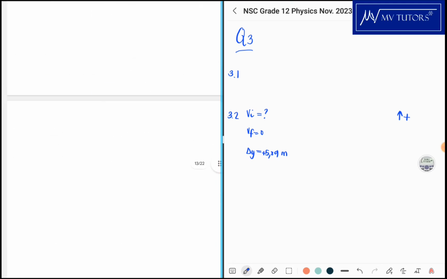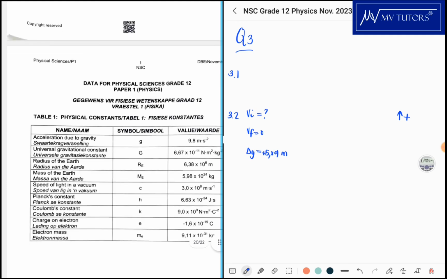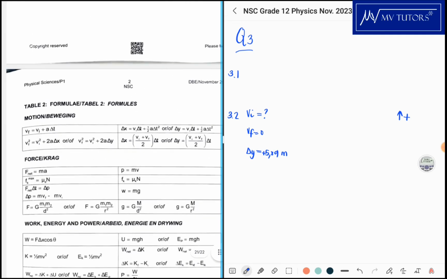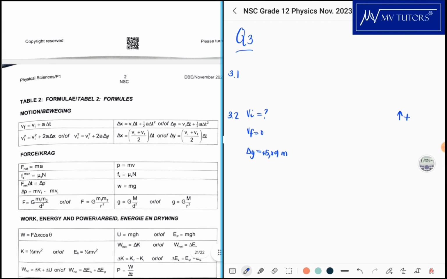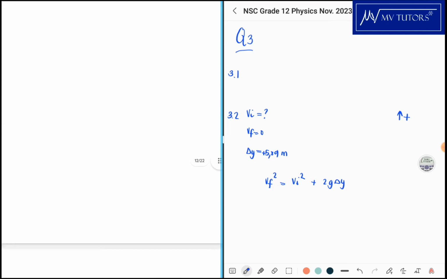And let's go and have a look at the equations of motion to see which formula we're going to use. Right, so here we are. We have our initial velocity, no, we're looking for it. We have our final velocity, and we have our delta y. We don't have time, so the only equation that makes sense would be final velocity squared is equal to initial velocity squared plus 2g delta y. All right, let's go back to the question.